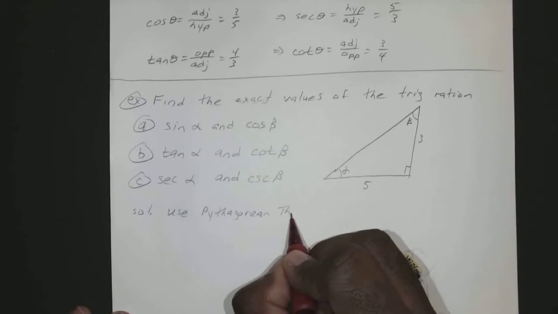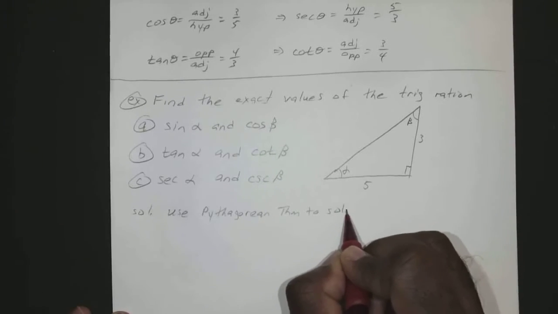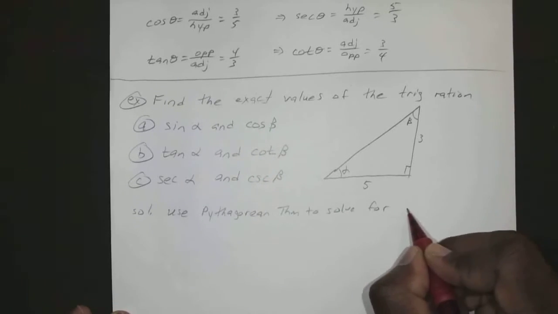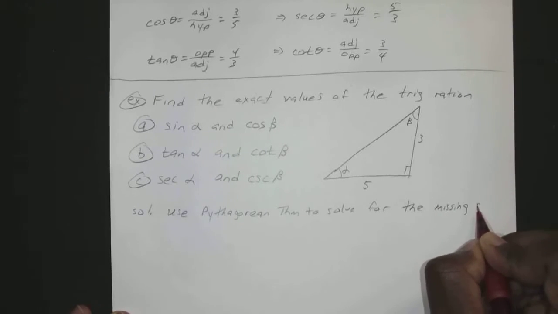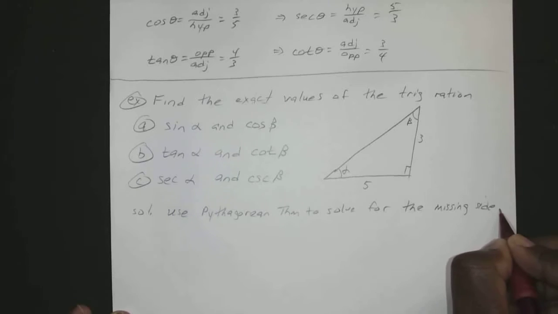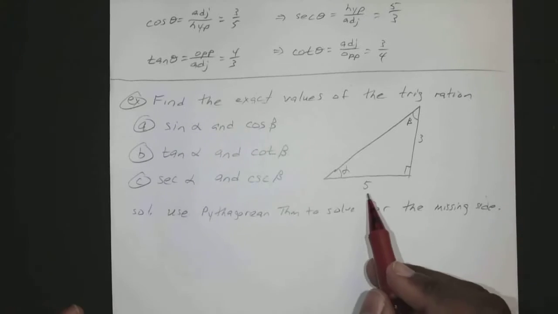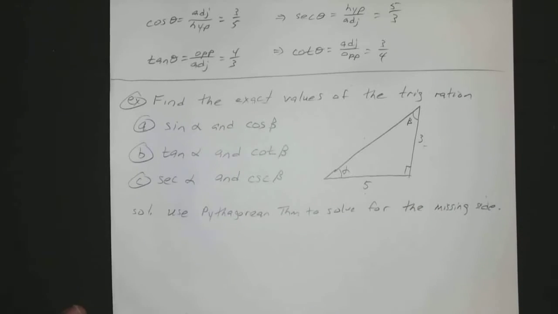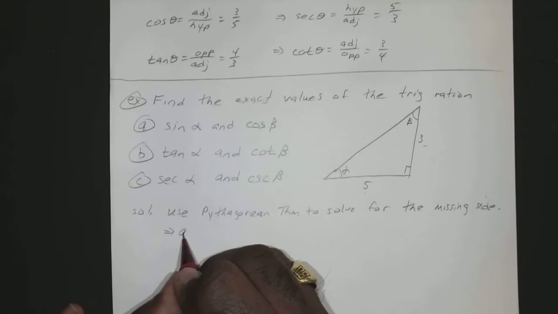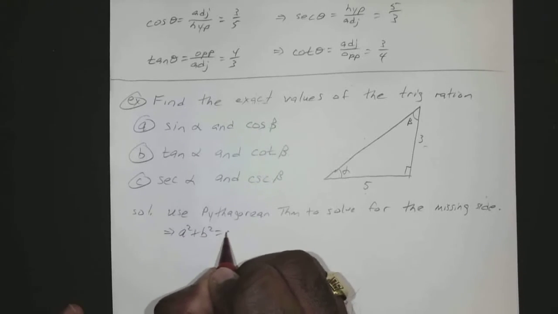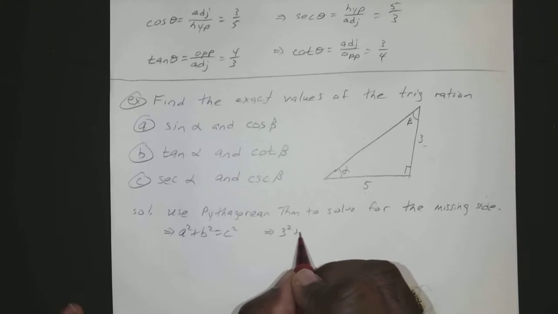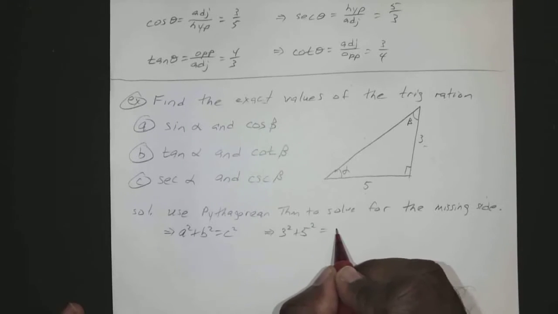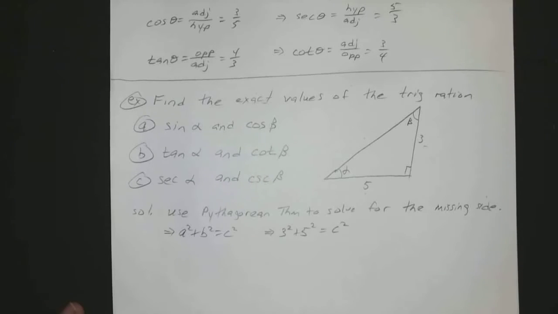Pythagorean theorem to solve for the missing side. Okay, so we have a squared plus b squared equals c squared. So that gives us 3 squared plus 5 squared equals this unknown c squared.